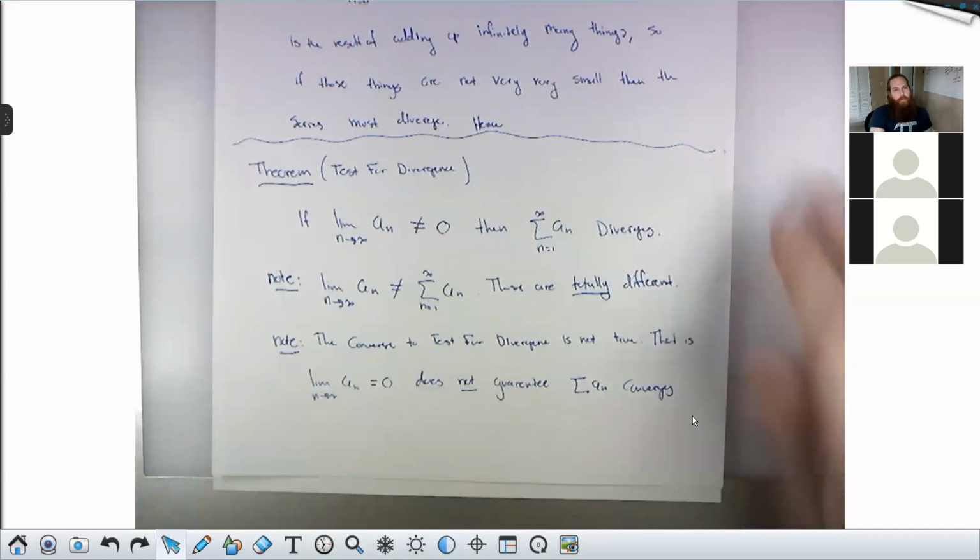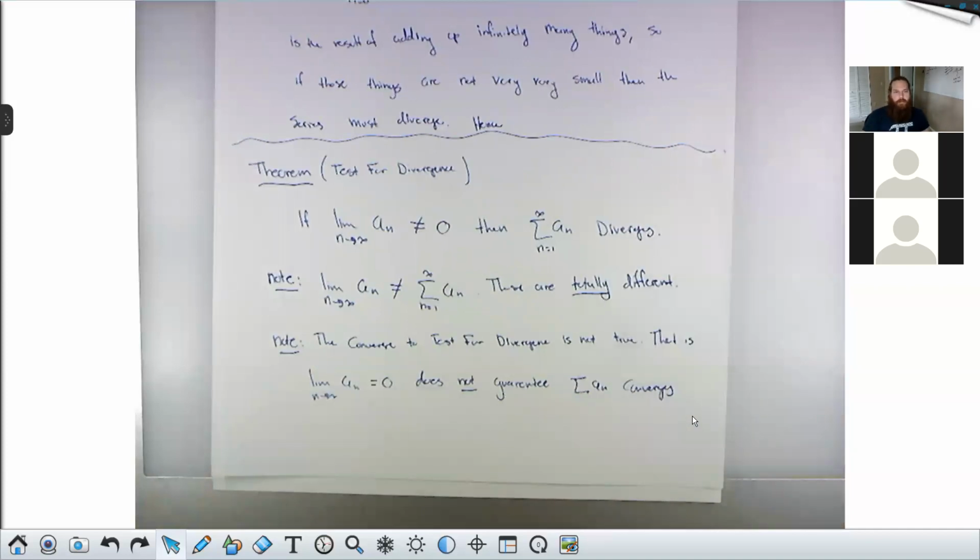All right. So, a theorem and 2 little comments. The theorem says, if the general term of your series, the things you're adding up, do not go to 0, then your series has to diverge because you're adding up too much big stuff. The converse to that theorem is not true. If this limit is 0, that does not guarantee that the series converges. There are divergent series whose general term does go to 0.